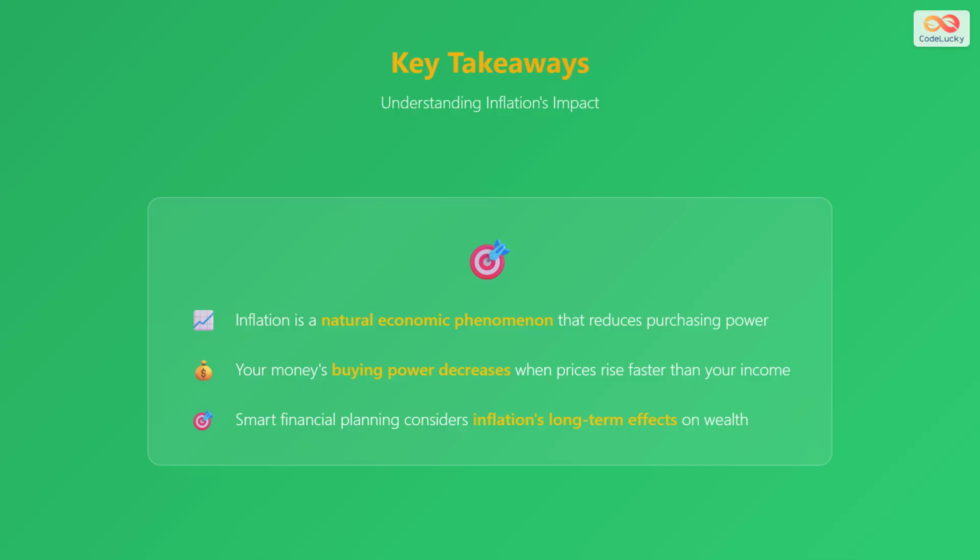Let's recap the essential points about inflation. Inflation is a natural economic phenomenon that reduces the purchasing power of money over time. Your money's buying power decreases when prices rise faster than your income grows. This is why a dollar today doesn't buy as much as a dollar did 10 years ago. Most importantly, smart financial planning must consider inflation's long-term effects on your wealth. Whether you're saving for retirement, planning major purchases, or building an investment portfolio, understanding and accounting for inflation will help you make better financial decisions and protect your financial future.